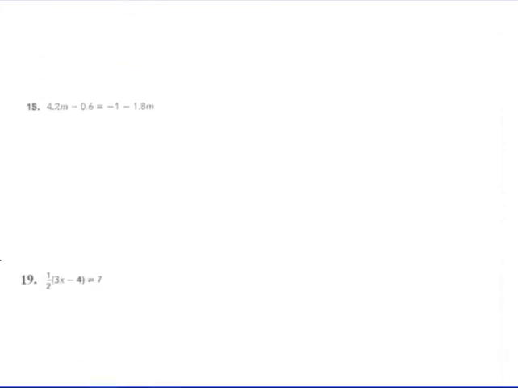Number 15, I'm looking at this and I've got m's on both sides. And negative 1 8/10 m is smaller than positive 4 2/10 m. So I'm going to add 1 8/10 m's to both sides. Cancel those, and I get 6.0 or 6 and no tenths, so 6 m's minus 6/10 equals negative 1. So you keep going with that one, not too bad. Make sure that you check your answer on a calculator at least.